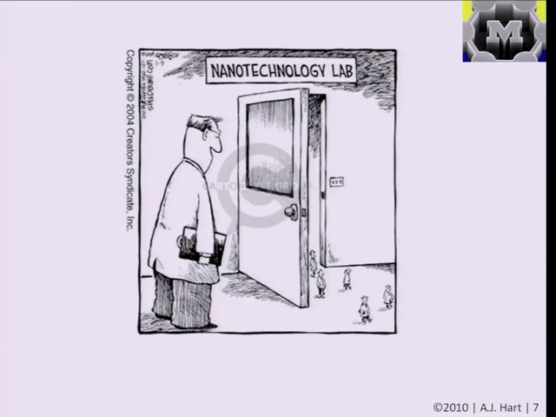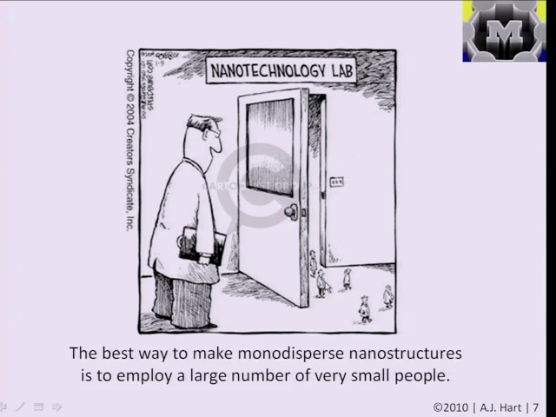And I like this cartoon from a while ago that shows a nanotechnology lab with all these little people coming out. And I don't know if they're working in the lab or if they're products of the lab, but maybe we could say the best way to make monodispersed structures is to employ a large number of small people, or to understand, if we were all very little people sitting and watching the structures grow, what are the key parameters that govern the process.